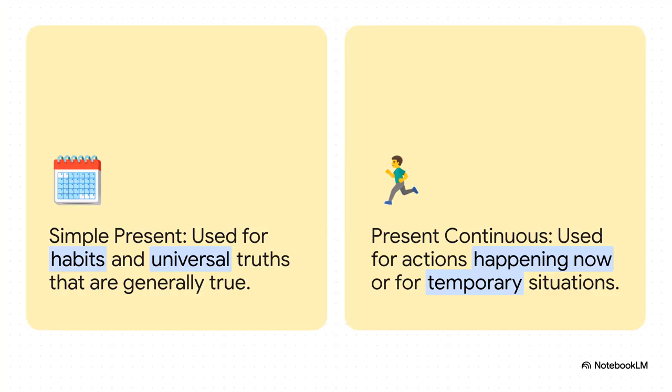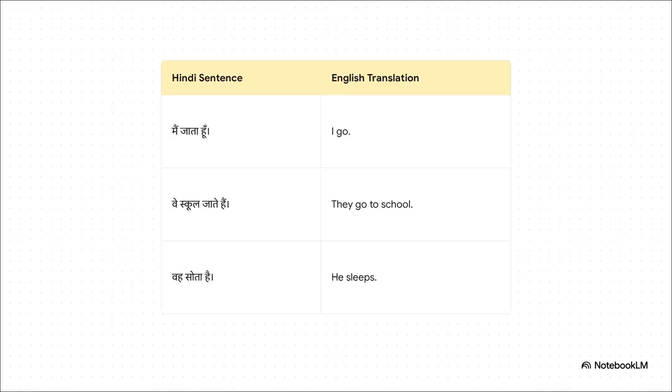You know, when you really get down to it, the key difference is super simple. It's all about always versus now. The simple present is for things that are generally true, facts, habits, stuff that's always happening. But the present continuous, that's for what's happening at this very moment or for situations that are just temporary. Let's take a look at some examples here. Focus on the English side.